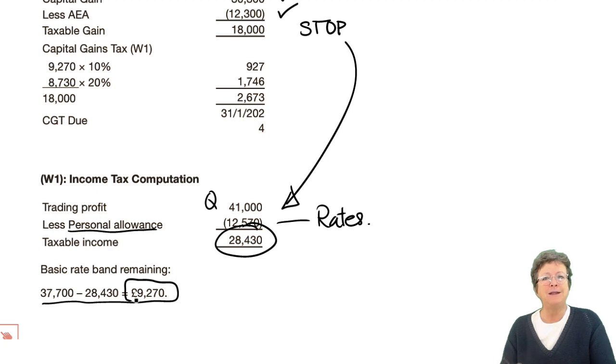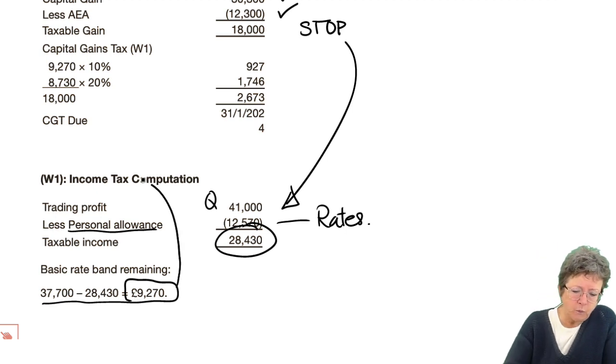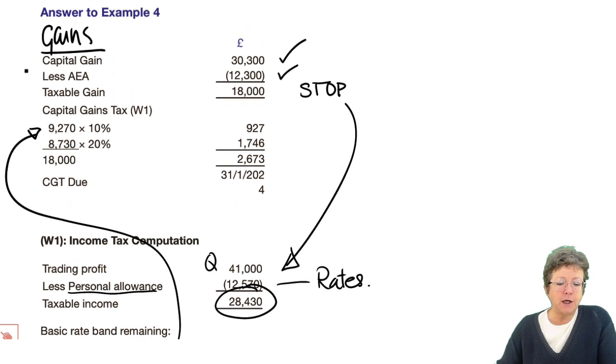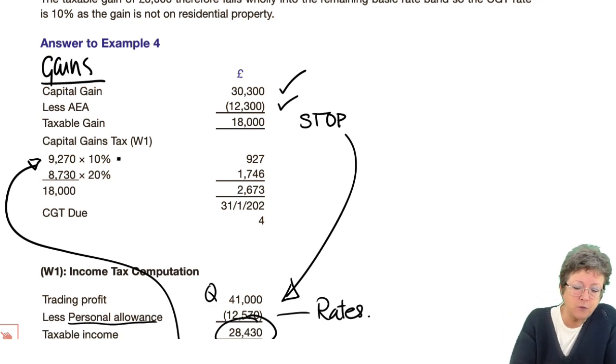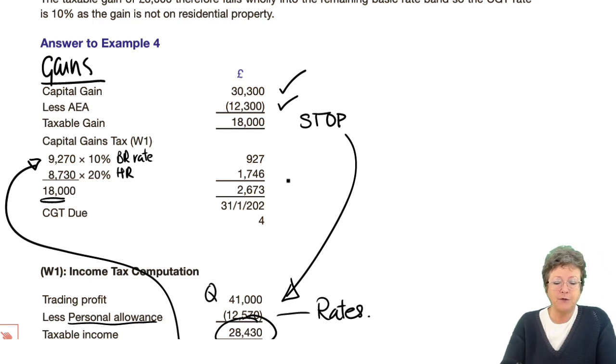£9,270 of any capital gain can be taxed at basic rate. So that then, see that there? The first 9,270, because she's still a basic rate taxpayer, will only be taxed at the basic rate. The balance of the gain is then taxed at the high rate, 20%. Add the two together and work out the total, that should be there.